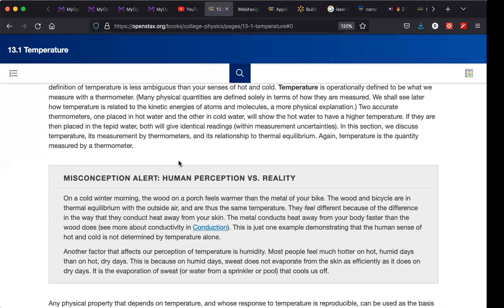But some people are very cold. My wife is almost always cold. And this seems very counterintuitive to many people. And a lot of this is because the science of thermodynamics is not simple.